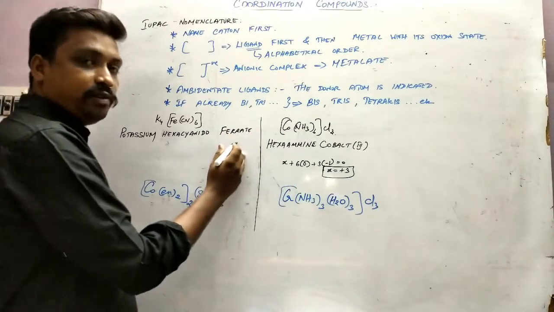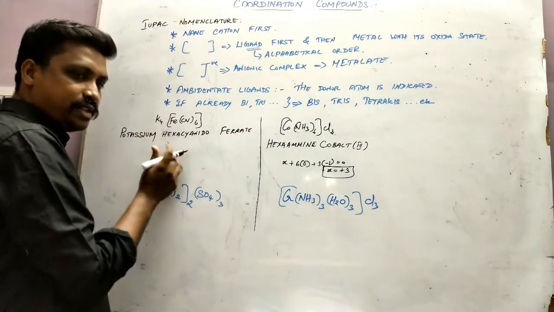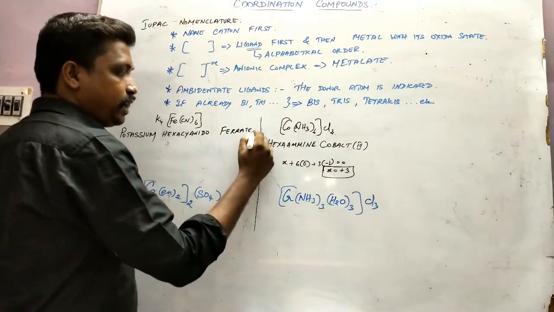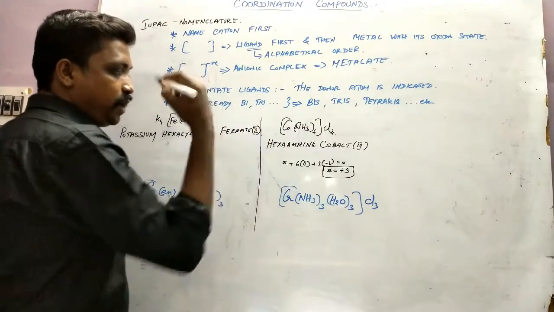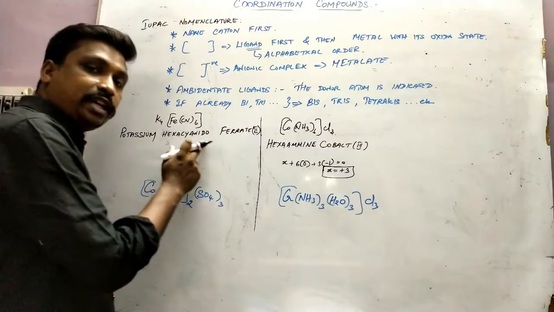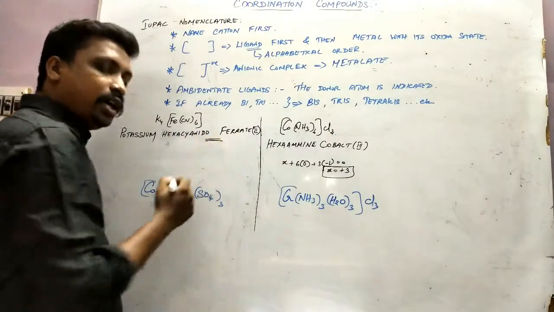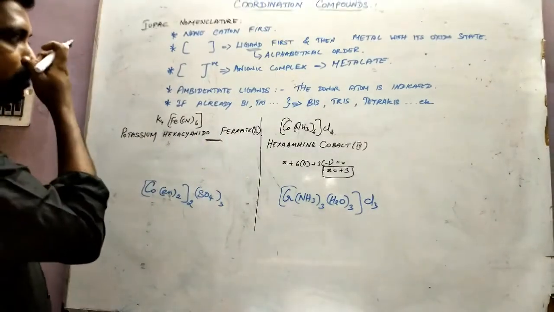After writing the metal ion, you have to mention the charge. Here consider it as x and do some calculations. You will get the value as 2. So the complex is potassium hexacyanido ferrate(II). Here you have to mention a thing. I'll tell you later. Right?